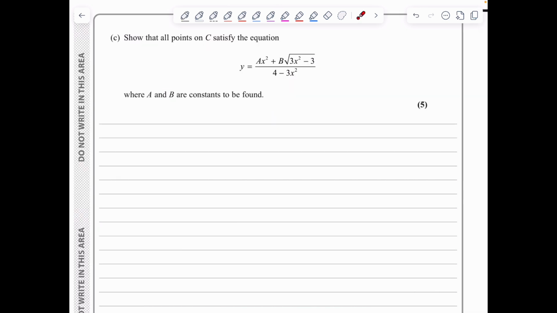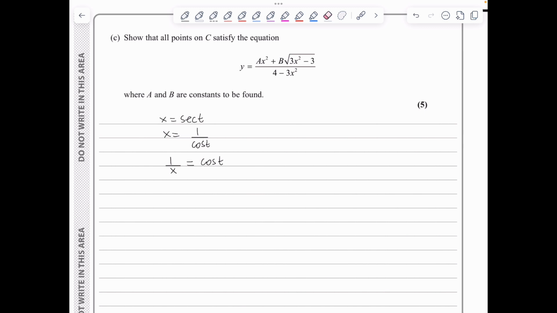Now in part C, we need to show that all points on C satisfy the given Cartesian equation where A and B are constants to be found. So in other words, I need to combine together the two parametric equations for x and y in terms of t to get one equation connecting x and y. Well, let's recall that x is equal to sec t, which simply means that x is 1 over cos t. And therefore, if I reciprocate both sides, I get 1 over x is equal to cos t.